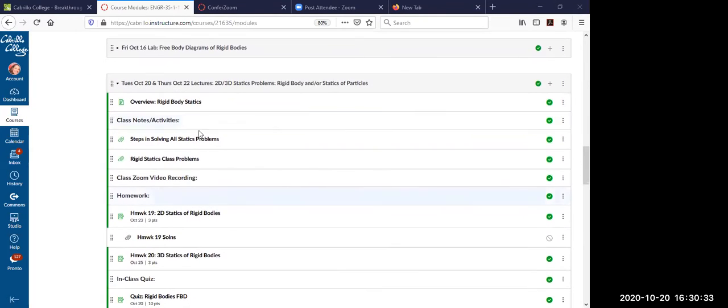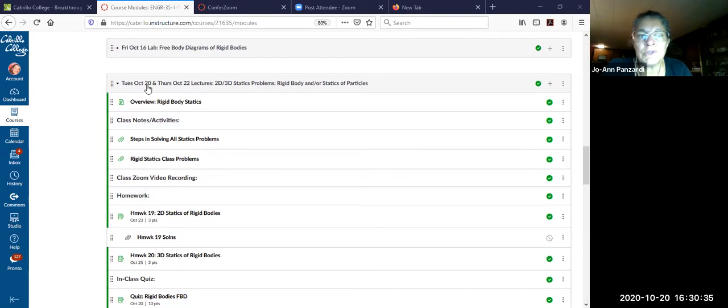So now we are on the module called Tuesday, Thursday, October 20th and 22nd. We're doing 2D and 3D statics problems. Today we'll do 2D, and then you'll have your quiz. And then on Thursday we'll do 3D. Basically now we're doing full statics problems. At times you'll be drawing free body diagrams of particles, and at times you'll be drawing free body diagrams of rigid bodies.